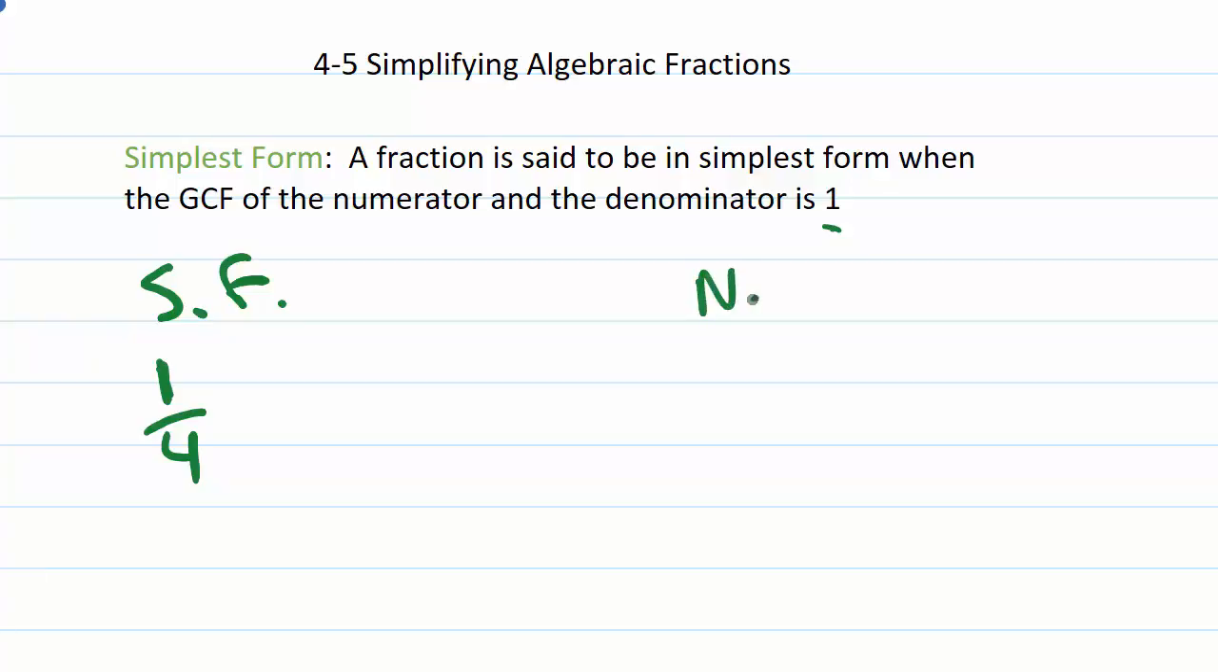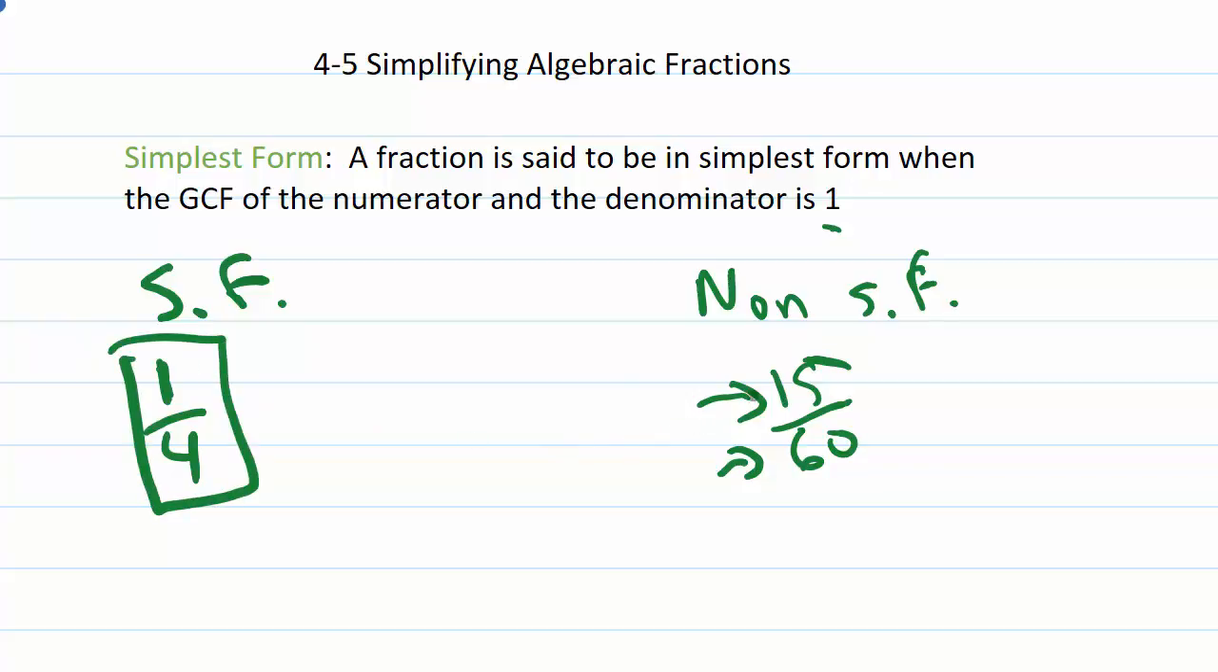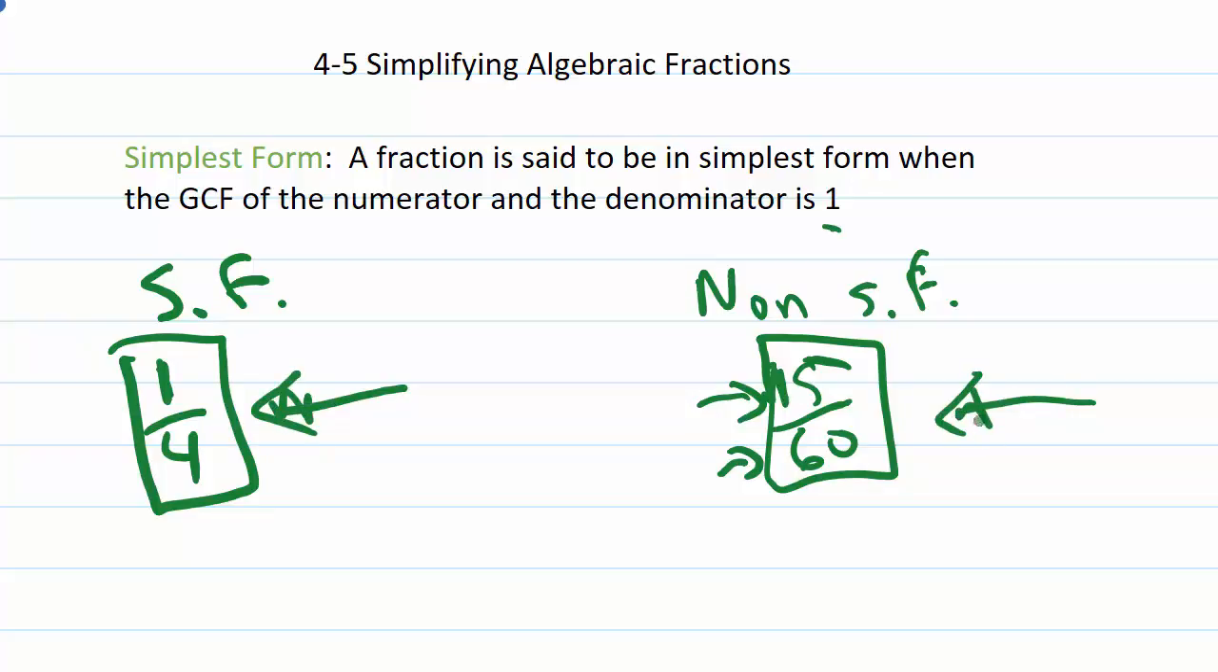So non-simplest form, well, we talked about 15/60ths because 15 and 60 have more factors in common than just 1. 3, for example, or 5, for example, or 15, for example. Okay, so these fractions are equivalent. They represent the same quantity. 1/4 and 15/60ths represent the same portion of a whole, but one fraction is in simplest form. The other is not in simplest form or non-simplest form.